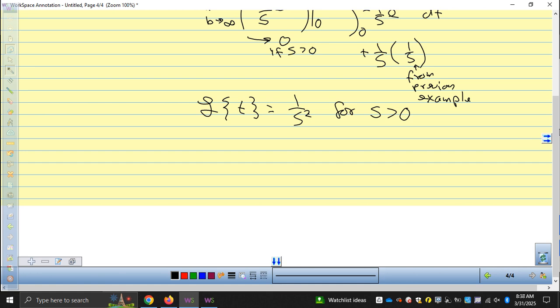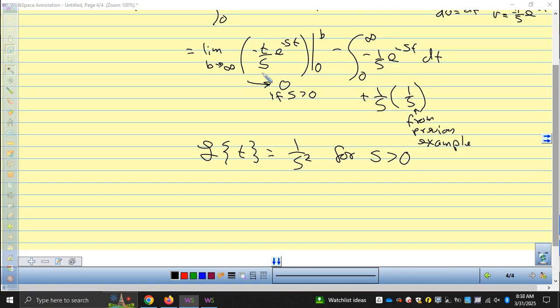for s greater than 0, because we need the limit here as b approaches infinity of the first integral to go to 0, and for that we need s to be greater than 0. In general, this is how we build up these tables of Laplace transforms. We find a few simple ones, and then those show up again as we are evaluating more complicated Laplace transforms. So it's a build on previous ones. All right, questions there?